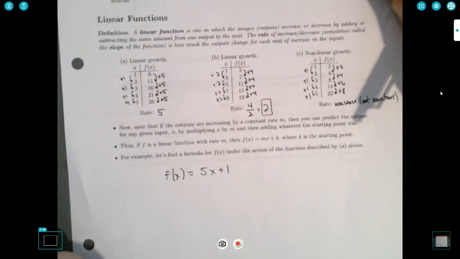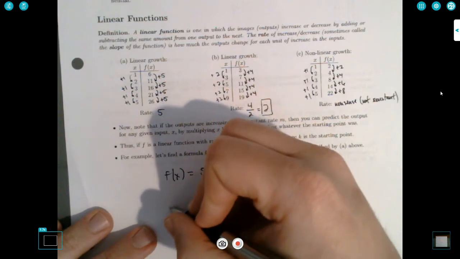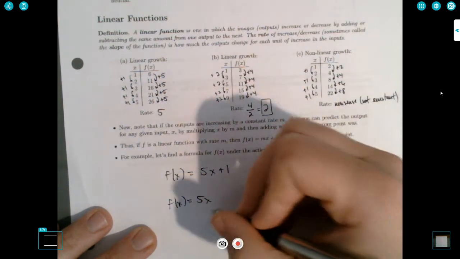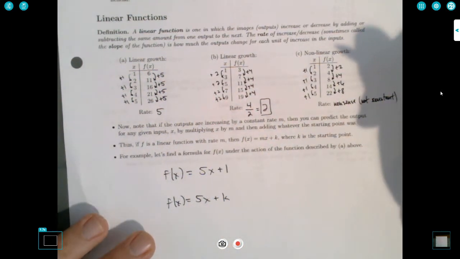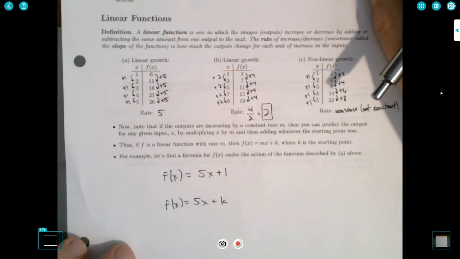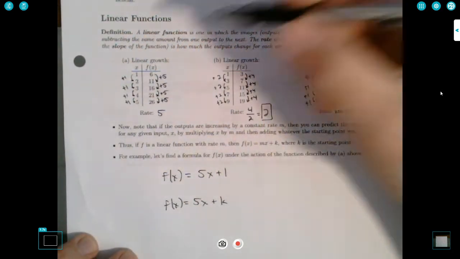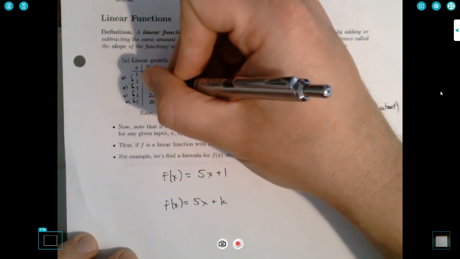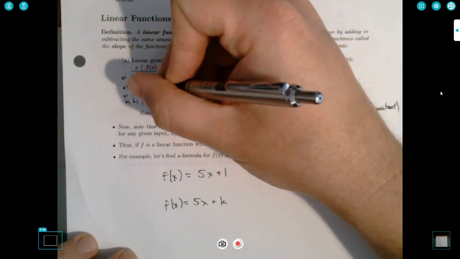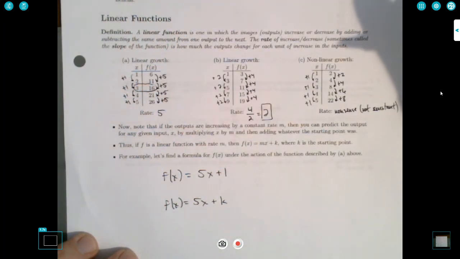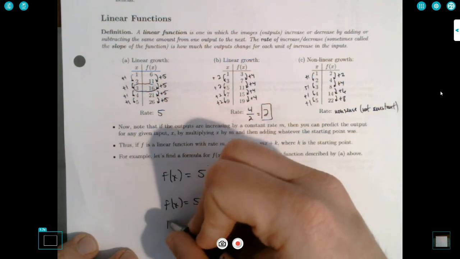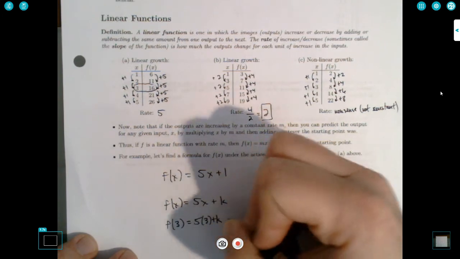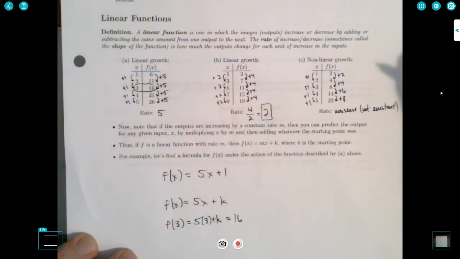Here's another way that you could have done that, though. What you could have said is, well, I know that f of x has to look like 5 times x because the rate is 5, and then plus k for some number k. Now, if I plug in one of these numbers, I can solve for k, right? It doesn't matter which one, but let's say I plug in this one, the 3 and the 16. That tells me that when my input is 3, my output should be 16, right? So if I plug in an input of 3, the output should be 16, right?